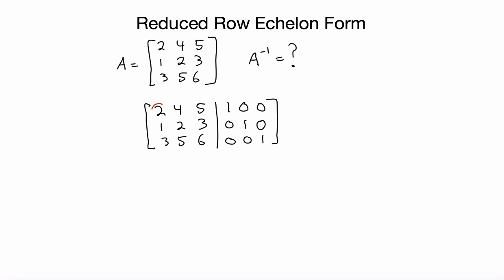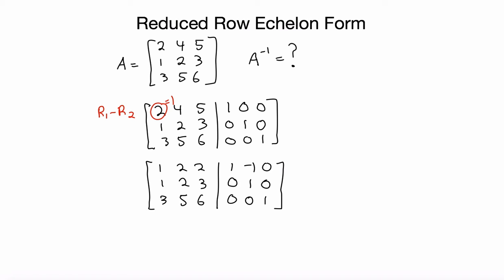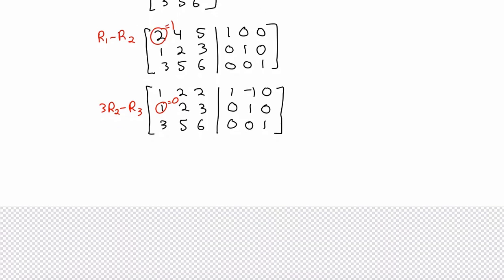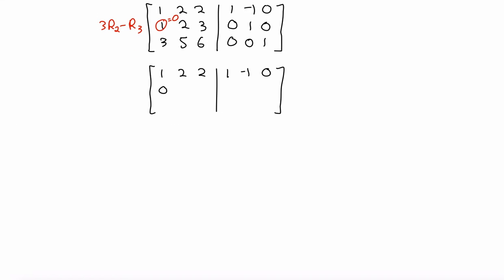We want the 2 to turn into a 1. Do this by subtracting row 1 minus row 2. Feel free to stop the video and work out your calculations on your own. The next step, we're going to get the 1 to turn into a 0 by tripling row 2 and subtracting row 3 from that.